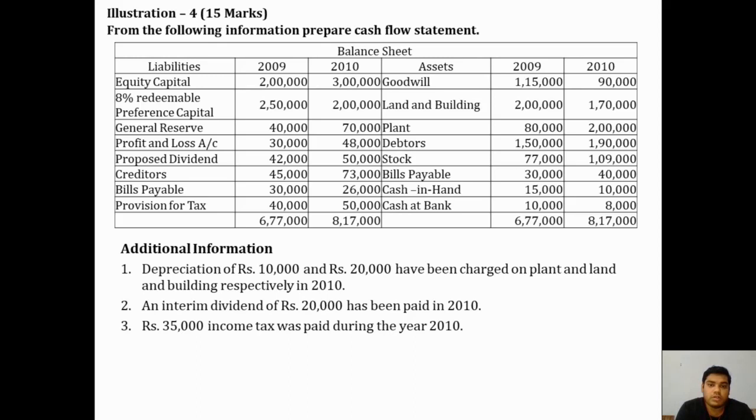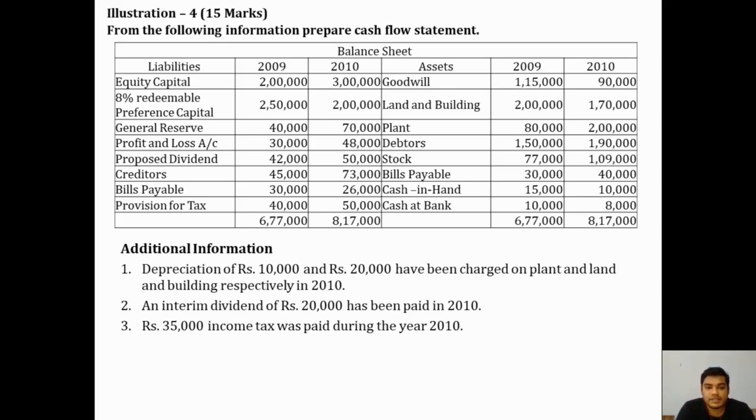Profit and loss account, earlier it was 30,000, current year we have 48,000, which means there is a transfer in profit and loss account. And when we have incurred profit it increases; if it was a loss, the value would have decreased. So here this profit and loss account will be transferred to operating activities for the purpose of calculating net profit. We'll see it in the next slide. Proposed dividend, again we will treat it as a current liability. Creditors, bills payable, again these two are also treated as current liability.